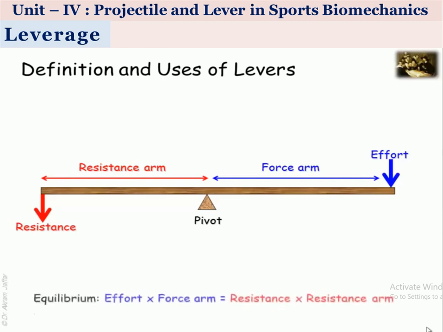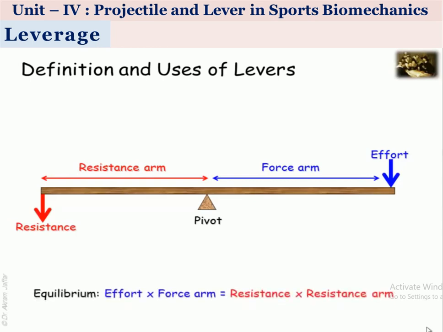At equilibrium, the product of the force times the force arm is equal to the product of resistance times the resistance arm. It should be emphasized that the force and the resistance refer only to the rotary components of the actual forces. That's to say, the components that are directed at 90 degrees to the lever arm.